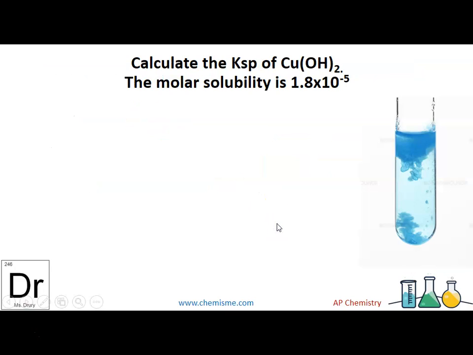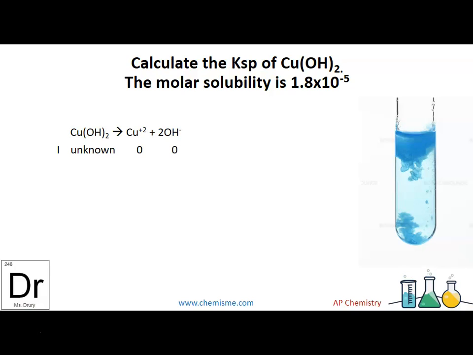So now we're going to kind of put it all together. We're going to use the molar solubility stuff we just talked about before, moles per liter, and the Ksps, and we're going to write out our equation. So if we know that the molar solubility is 1.8 times 10 to the minus 5 moles per liter, and we want the Ksp of copper hydroxide, what we do is say copper hydroxide will ionize into copper ions and 2 hydroxide ions.